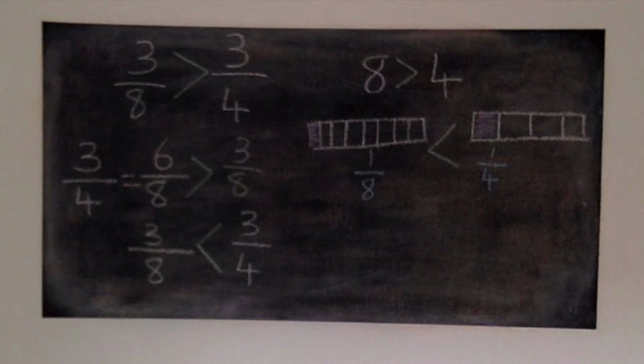We also should recognise that when we're comparing fractions, we need to make our denominators the same. So to make 3/4 into eighths, we get 6/8, and then we can compare and see that 6/8 is greater than 3/8, and therefore 3/4 is more than 3/8.